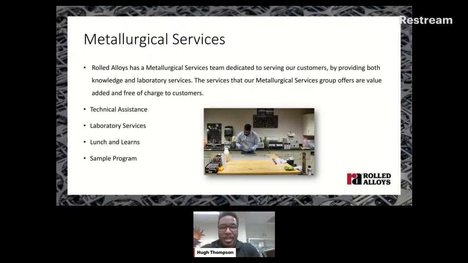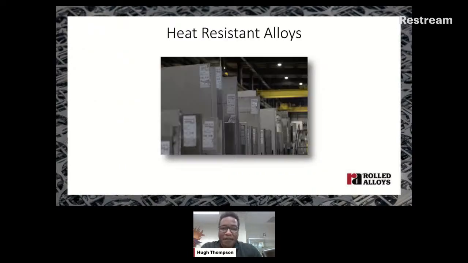Before we begin today, I'd just like to discuss some of our metallurgical services. Rolled Alloys has a metallurgical services team dedicated to serving our customers. We have a full service laboratory where we're able to conduct failure analyses and oxidation and corrosion testing. We also offer positive material identification. We also have a sample coupon program where we're able to supply you with samples to test within your process to get real world analytical data. So without further ado, we'll begin the presentation.